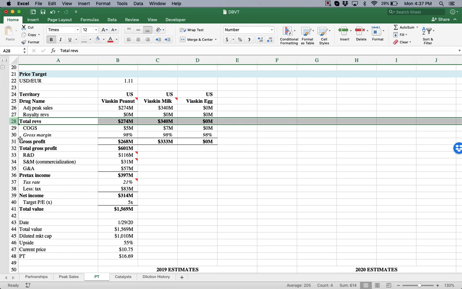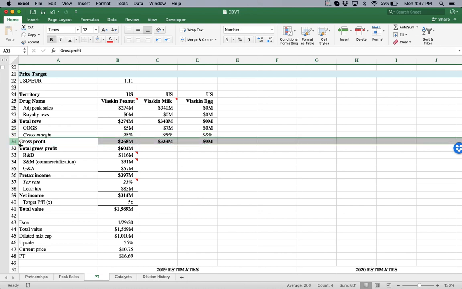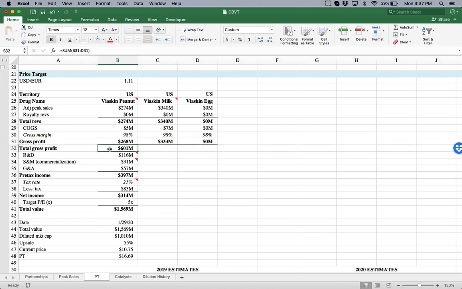And then for the gross margin, usually the drugs are very cheap to produce, so it's usually safe to assume 2 or 3% as far as the cost of goods sold. So the margin is usually very high. And so here's our gross profit for each of the candidates. And then our total gross profit is 601 million. And then from here, we need to take out expenses. So you have your R&D expenses.